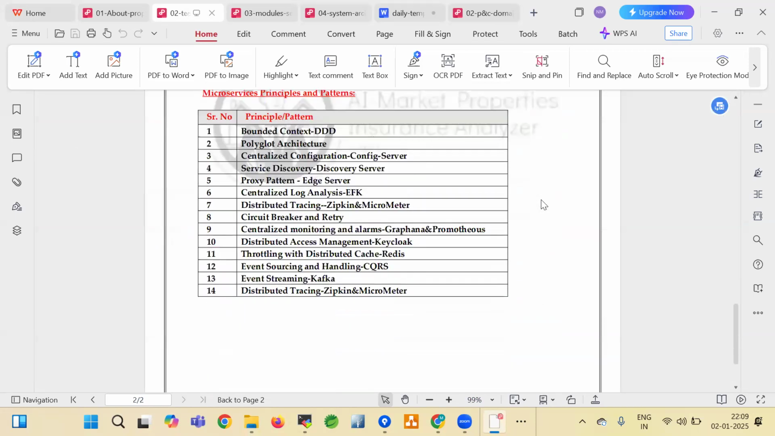And during our implementation, these are the microservices patterns or principles that we're going to use, like bounded context and domain-driven development. This is very, very important. Probably the prerequisite for this batch is Spring Boot and microservices, right? Microservices, if you don't know, that is fine, not an issue. But Spring Boot is a mandatory prerequisite for this course because we're going to implement the project.